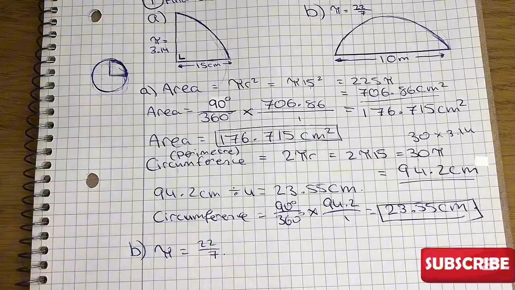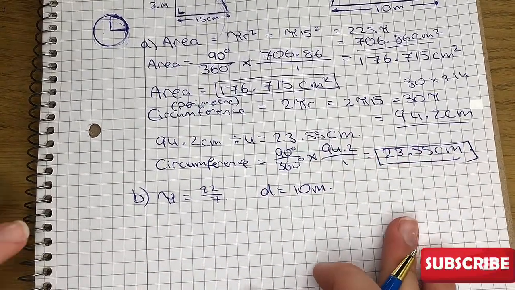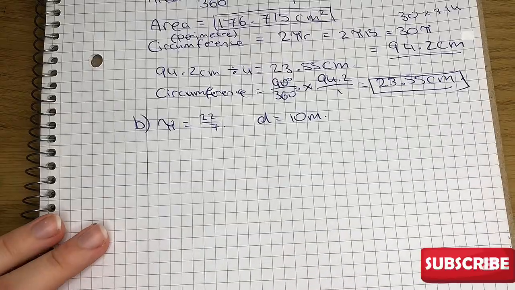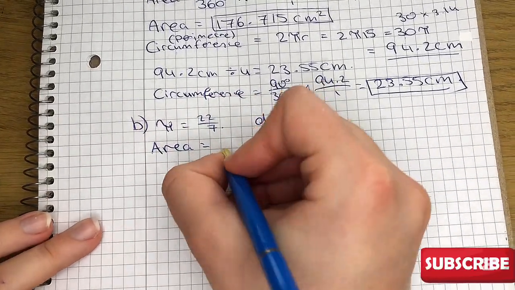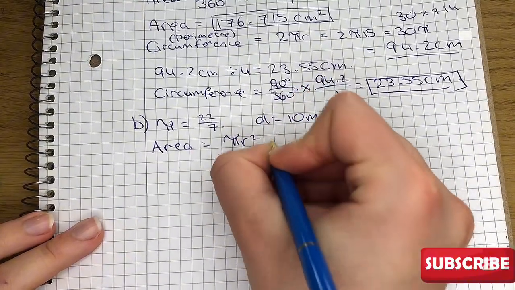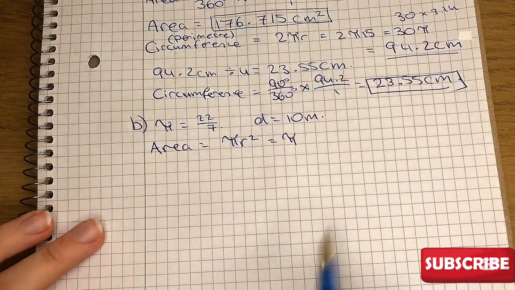Here, it's telling us that the diameter is 10 meters. This is what we know so far. Now let's derive off what we already know. To find the area, the formula for area is pi r squared. So pi, what is our radius? This is where the problem comes in.